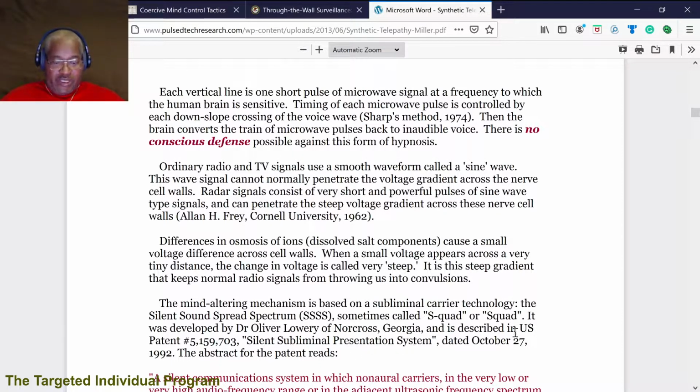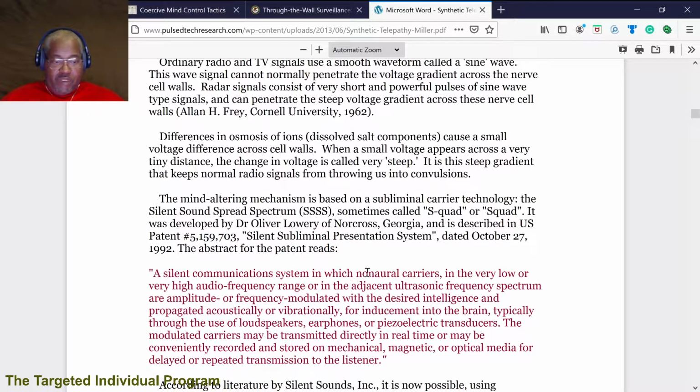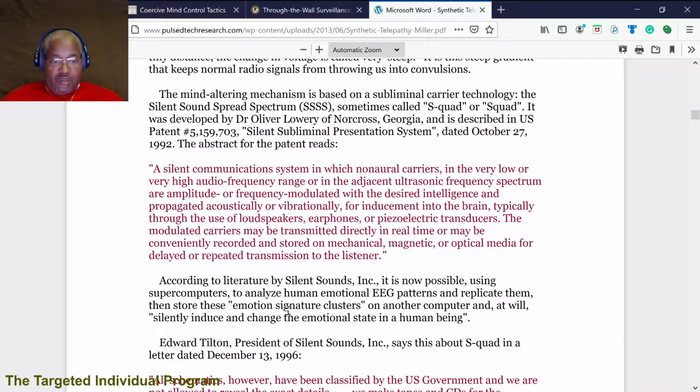Silent subliminal presentation system. A silent communication system in which non-aural carriers in a very low or very high audio frequency range, or in the adjacent ultrasonic frequency spectrum, are amplitude or frequency modulated with the desired intelligence and propagated acoustically or vibrationally for inducement into the brain, typically through the use of loudspeaker, earphone, and piezoelectric transducers. The modulated carriers may be transmitted directly in real time or may be conveniently recorded and stored on mechanical, magnetic, or optical media for delay or repeated transmission to the listener.